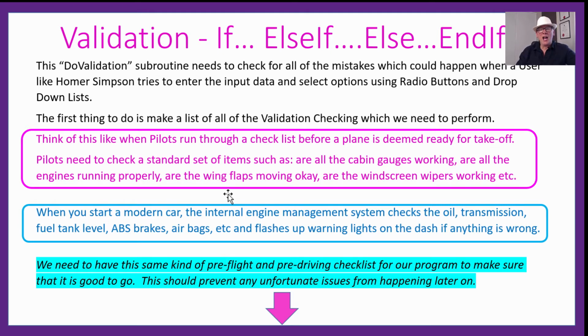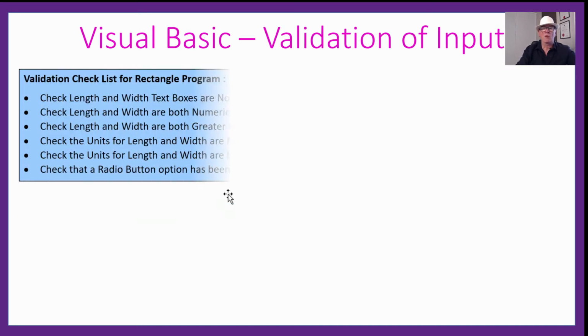And when you start a modern car, it's got this whole computer program in it and an engine management system. It's actually doing validation. It's checking that your brakes are okay, that the airbags are okay, that the anti-swerve steering system's working, all these things. And if something's wrong, it puts up a light indicator on the dash, meaning, uh-oh, got to take this to a mechanic to get fixed. All right, so the same pre-flight, pre-driving check sort of thing, that's what we need to do for our program.